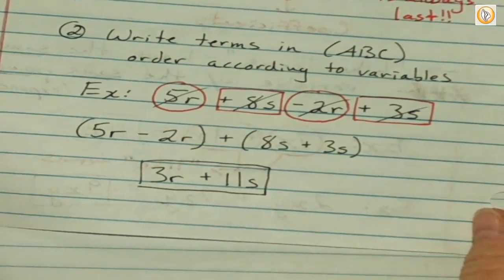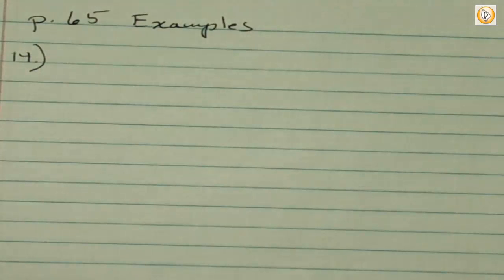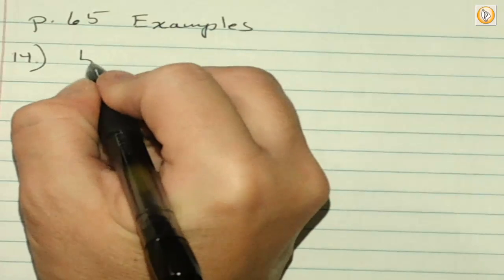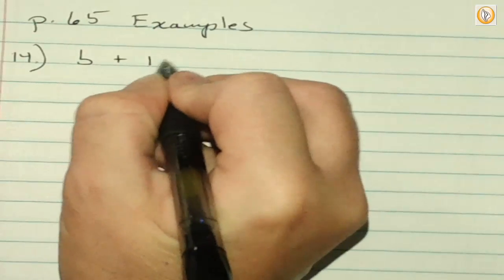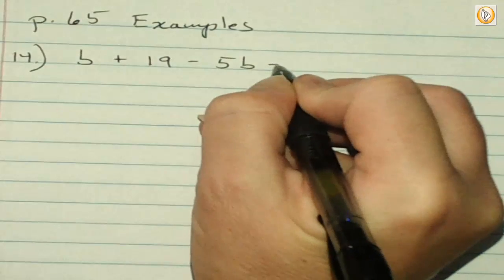You got it, Kelly? Oh, yes. Okay. I'm going to jump right to 14, because I think you guys are ready. Yay. And Kelly, I'm going to start with you. So 14 is b plus 19 minus 5b minus 7.